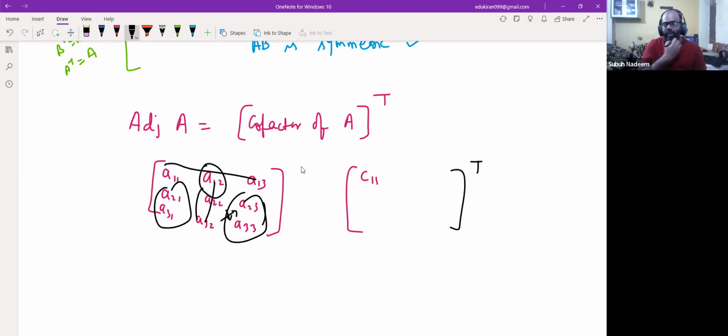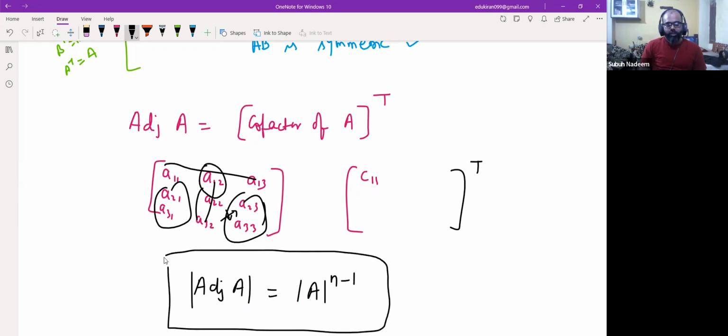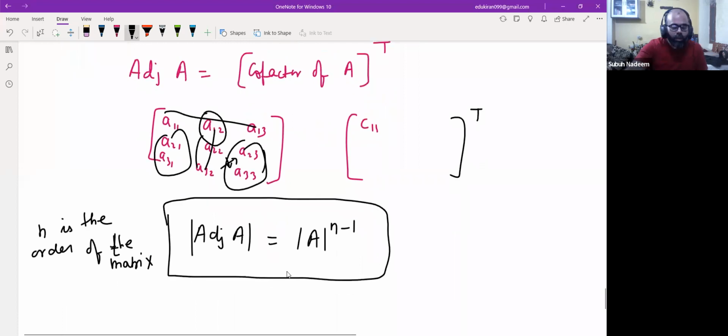There is one important relation: the determinant of the adjoint of a matrix is actually the determinant of the matrix to the power n minus 1. This is a very important relation, and many times questions have been asked from this concept. What is n here? n is the order of the matrix. If it is 2 cross 2, then it will be 2. If it is 3 cross 3, then it will be 3. So n is the order of the matrix.